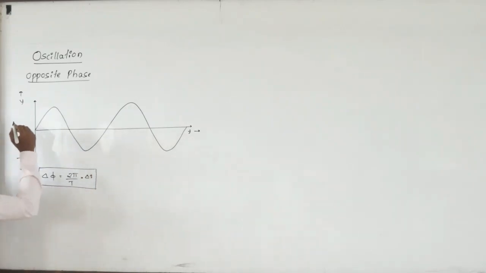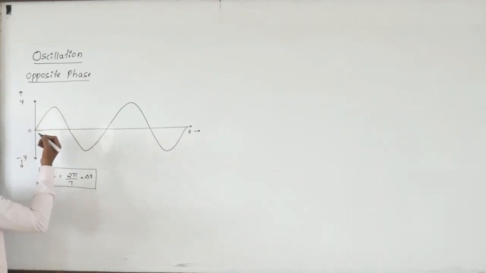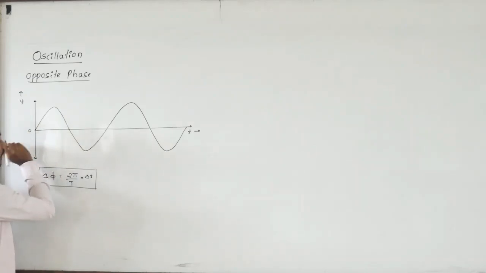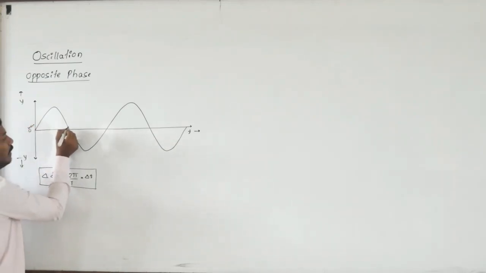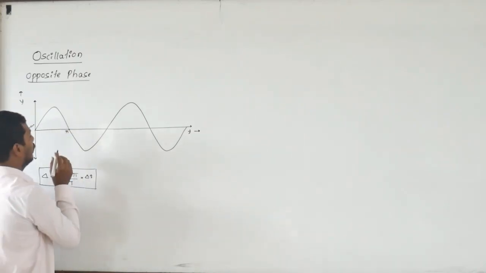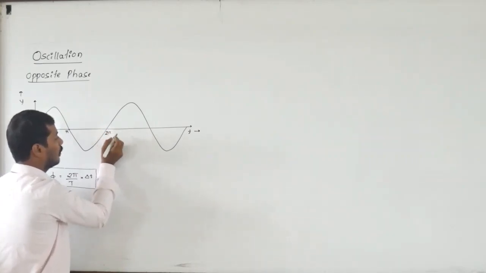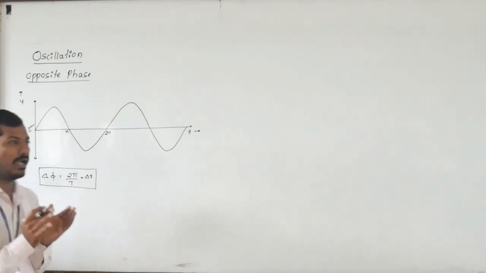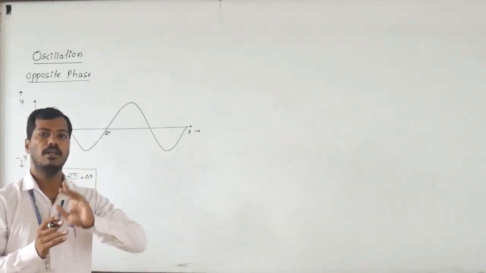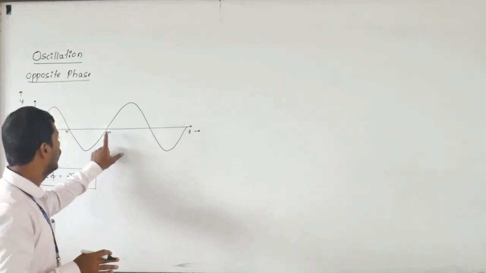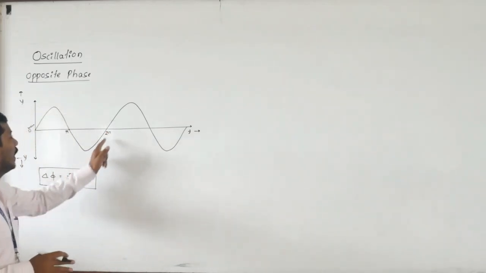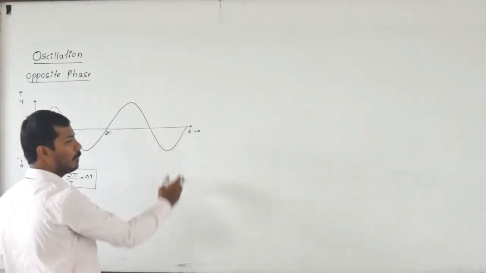Now, at the mean position, the value of omega t is 0, which means the angle is 0. Here it is pi, and here it is 2 pi. It means the angle made by the particle to complete one revolution, one period, is 2 pi. Crest and trough are there. Up to here it is 4 pi.